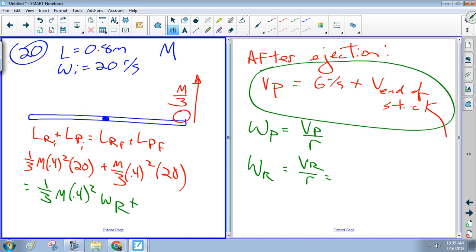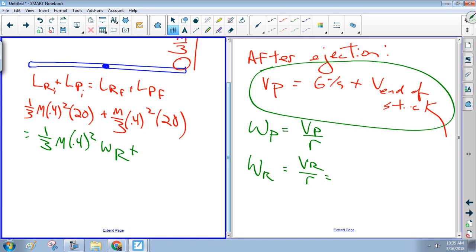All right, plus, so this is m over 3 times 0.4 squared times the angular velocity of the particle. Good? Oh, dang it. Particle, particle. There we go. Everybody good? All right, so does everybody agree with this?